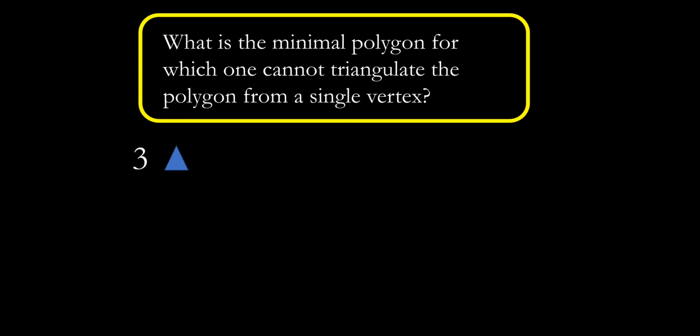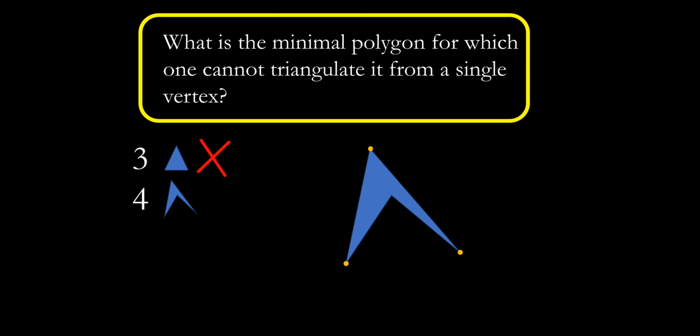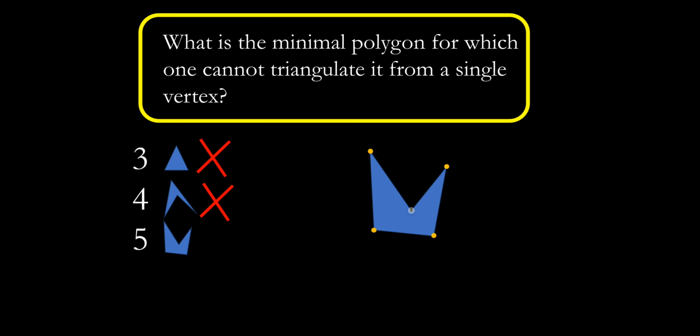What is the minimal polygon for which one cannot triangulate the polygon from a single vertex? Again, when the polygon is convex, we can always find such a base point. So we will be looking at only non-convex polygons. Let's look at the first case of a triangle. It has 3 sides, therefore it's already triangulated, so that doesn't work. What about 4 sides? We pick a base point and draw a line. This triangulates the quadrilateral, so that doesn't work. What about 5 sides? Again, pick a base point and we can draw 1 line and then another line.